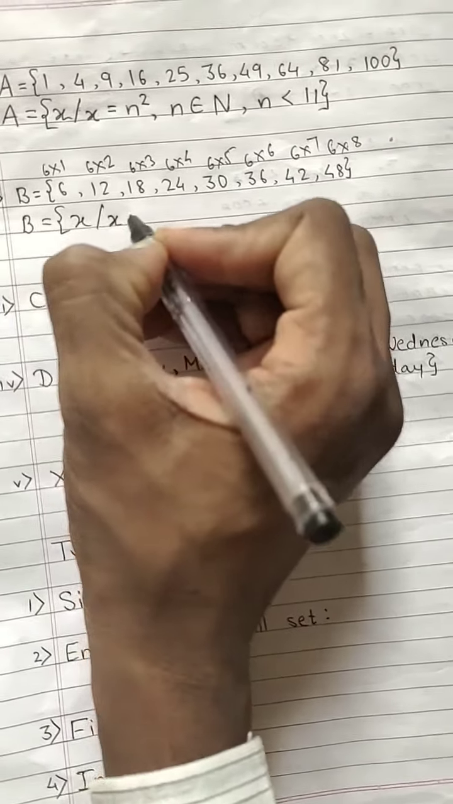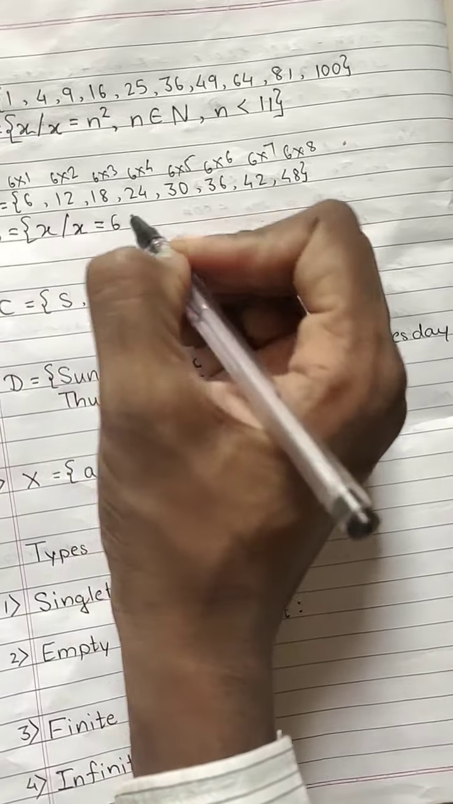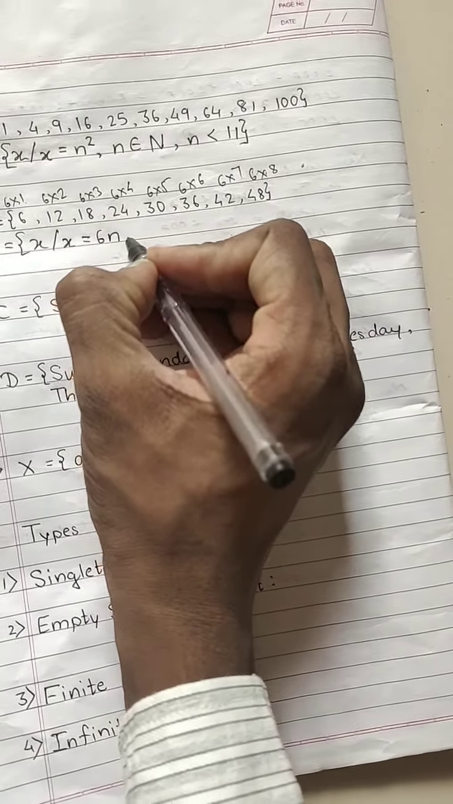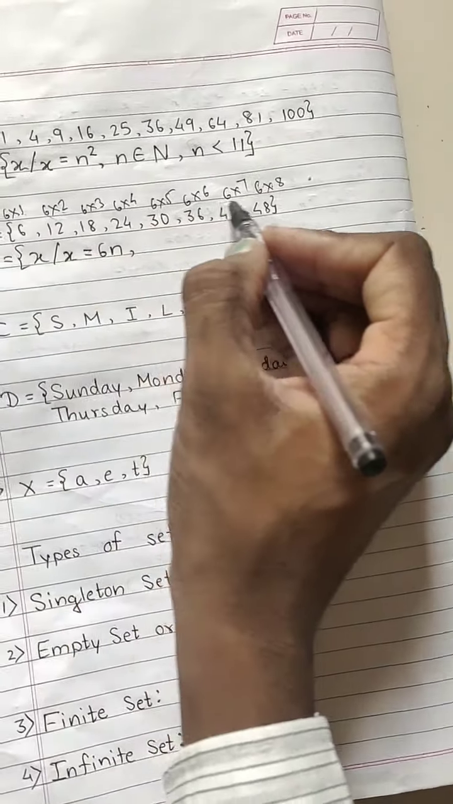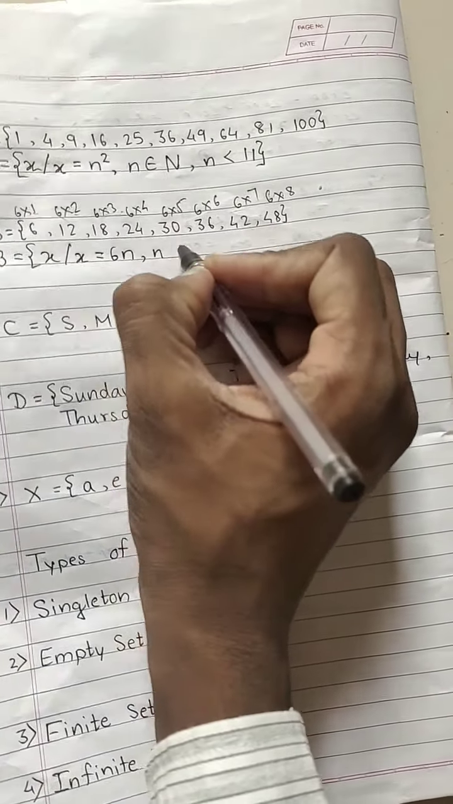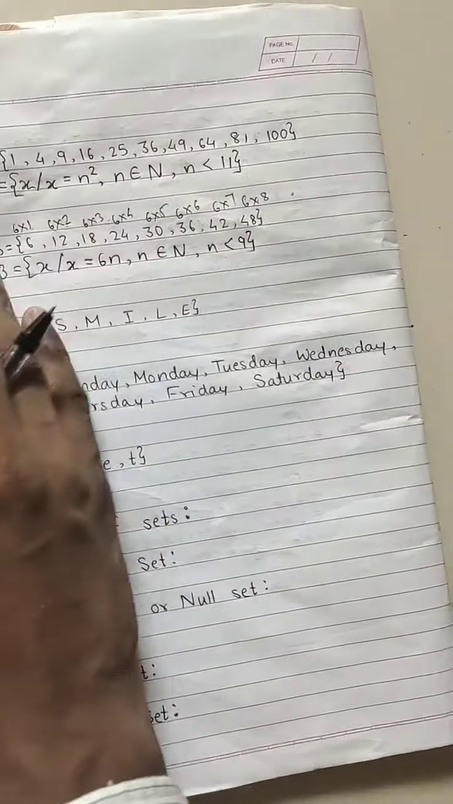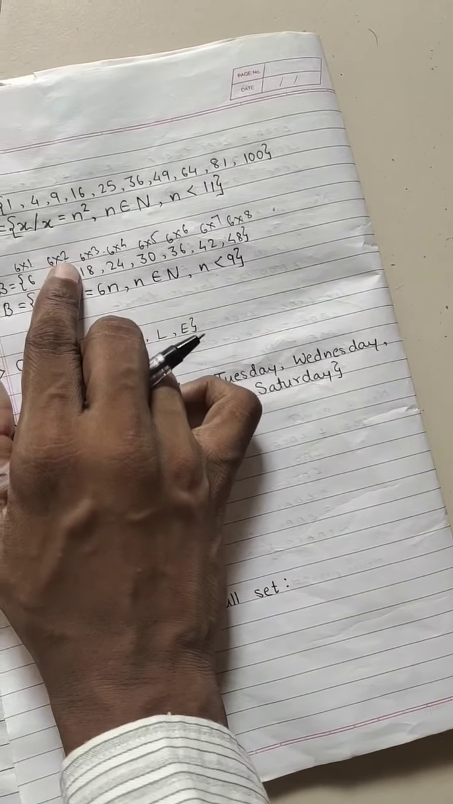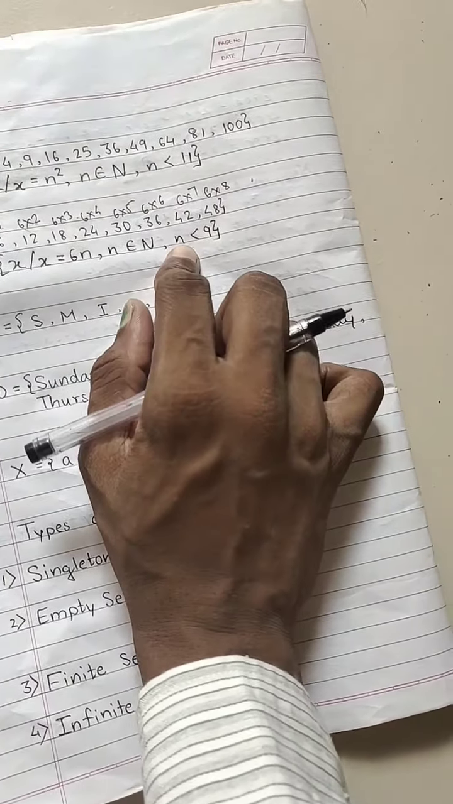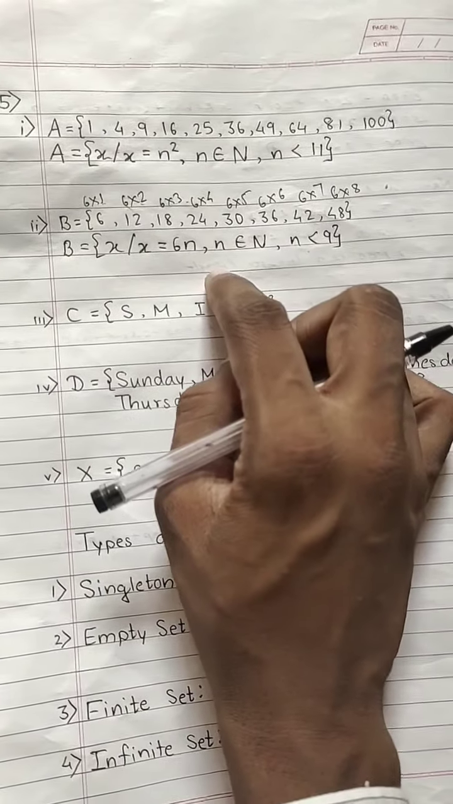X such that x is equal to, these all are having 6 common, so let us write 6, and 1 2 3 4 changing, so we will write n here. Now comment on this n. This n is what? 1 2 3 4 5 6 7 8. So all are natural numbers and less than 9. Okay, so 6 1 ja, 6 2 ja, 1 2 3 4 5 6 7 8, so less than 9. Okay, so this is the way to write this set.